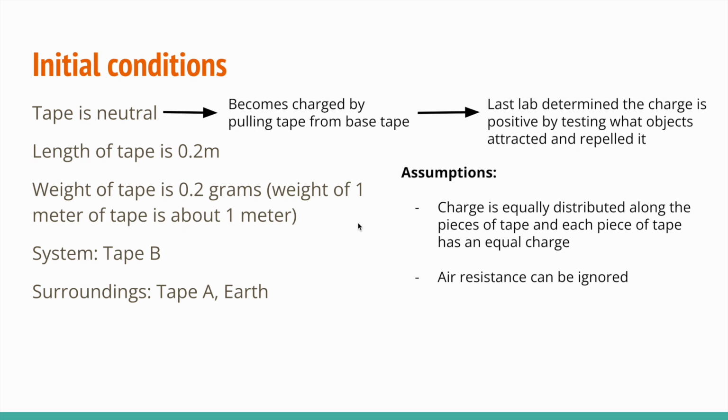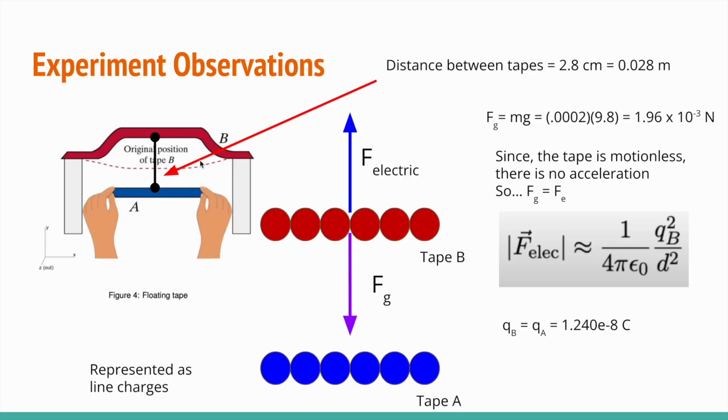Some of the assumptions of this lab are that the charge is equally distributed along the pieces of tape, and each piece of tape has an equal charge. The other assumption is that air resistance can be ignored. When I held tape A under tape B, I found that the distance between the two tapes was 0.028 meters, and this interaction can be represented by this model here with the 6 red circles and 6 blue circles, the red circles representing tape B and the blue circles representing tape A.